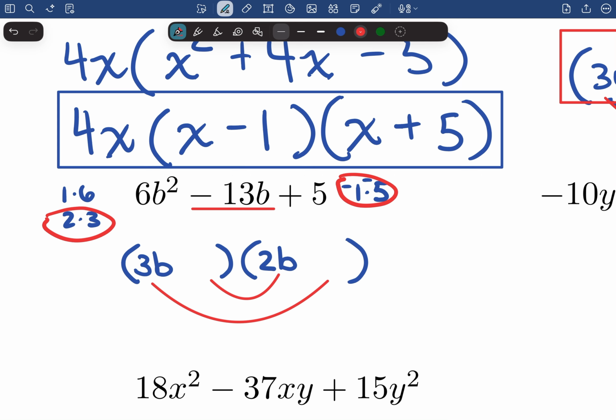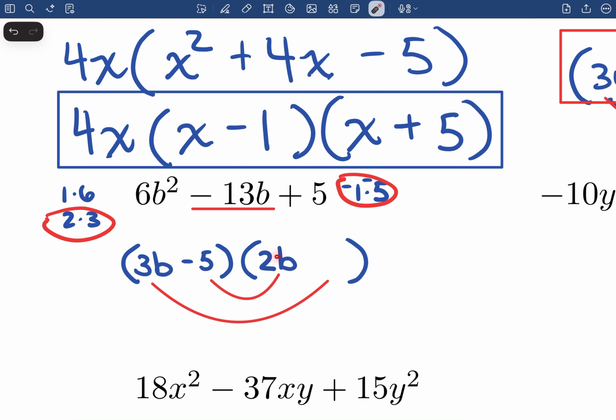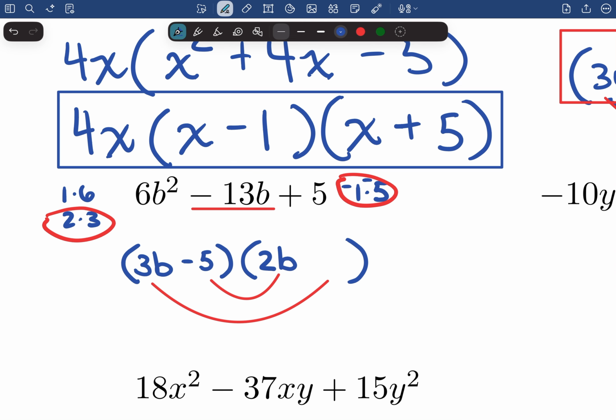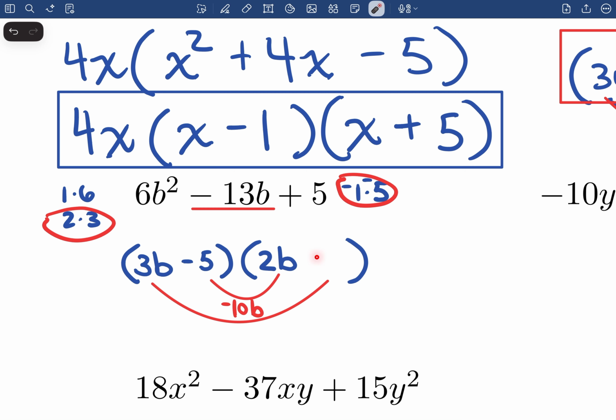So looking at this, I would put the negative 5 right here. Okay. So negative 5 I'm placing here because if I multiply the inner terms together, that's 2b times negative 5, which is a negative 10b. Okay, so I've got negative 10b so far. And then that negative 1, that's right here, this negative 1, I'm going to place it right here.